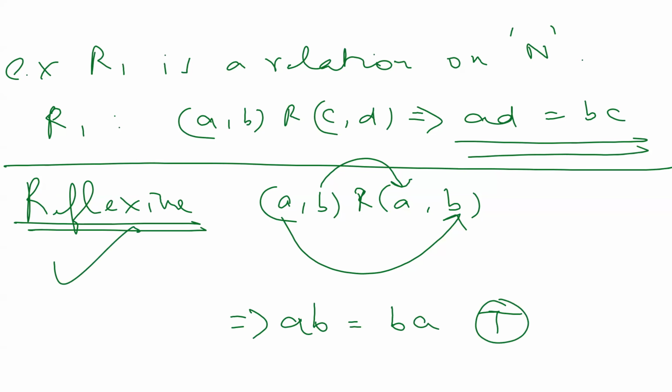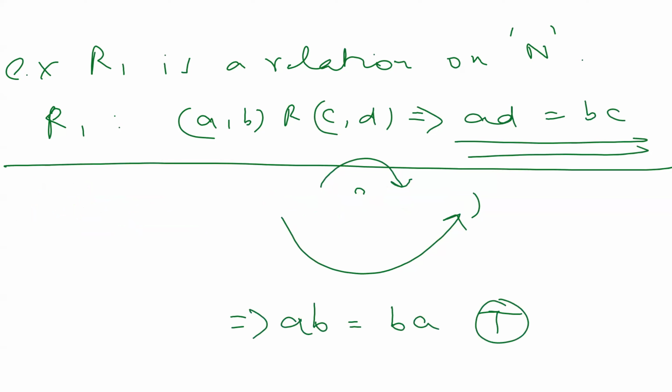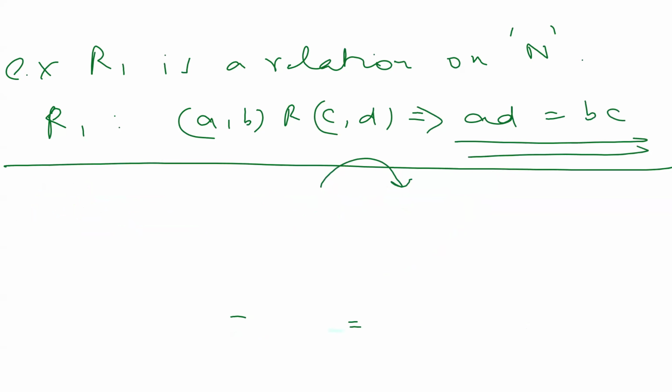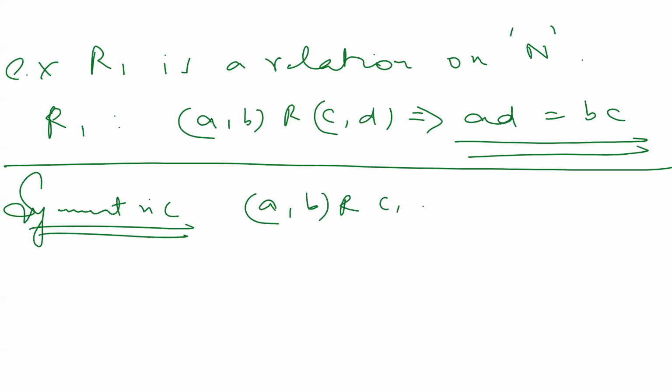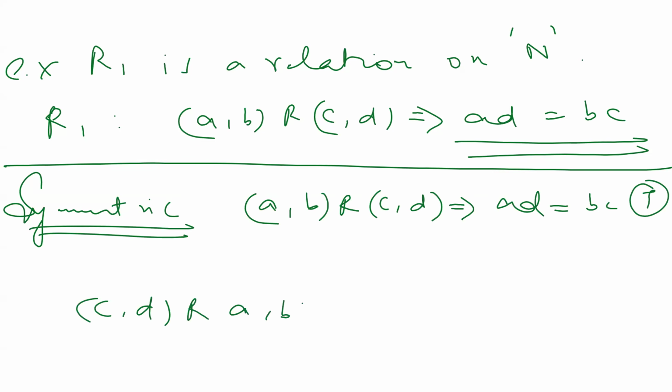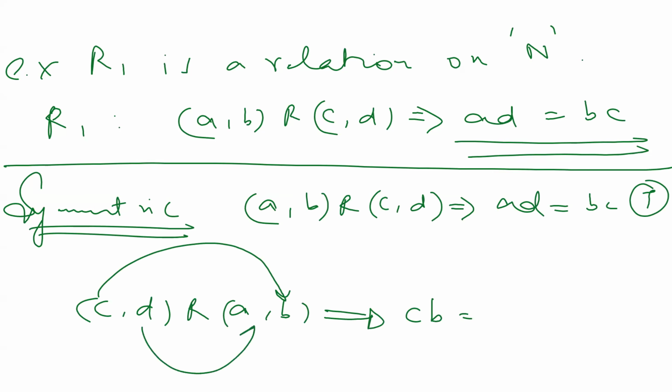Okay. Now symmetric. (A, B) relates to (C, D) implies AD is equal to BC. This is true because it is given. Now let's check the reverse part of it. (C, D) relates to (A, B). This implies product of the extremes C into B is equal to product of the means D into A.